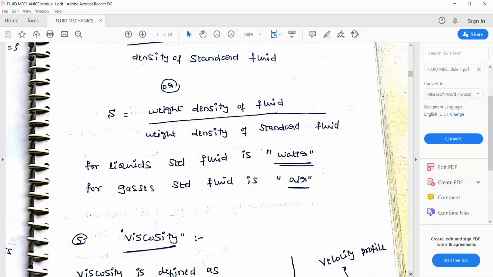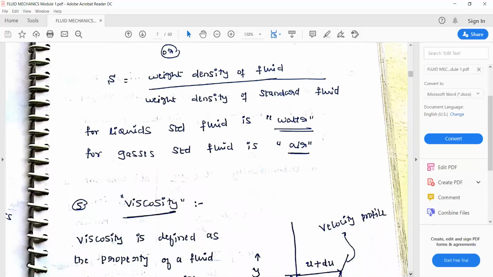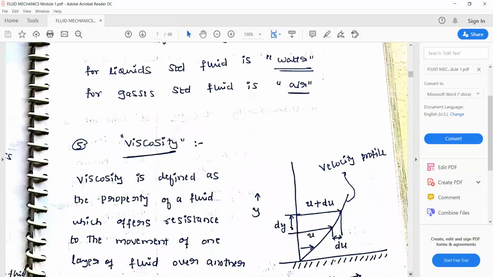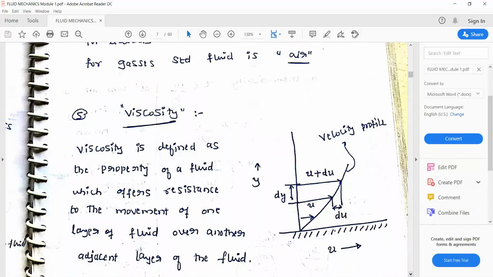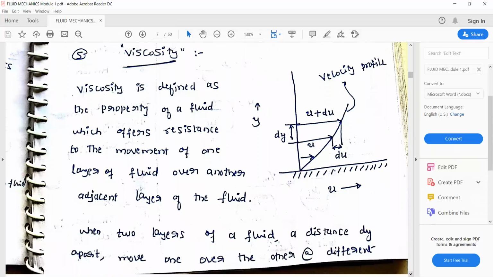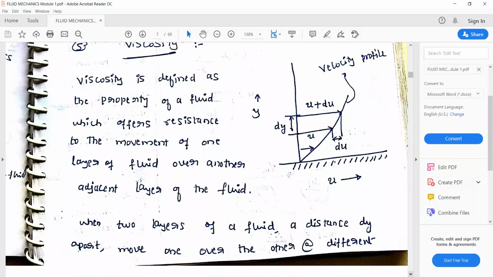Next property of the fluid is viscosity. What is viscosity? You people know, if you consider water and oil, water can easily flow compared to oil. Why? Because water viscosity is less compared to oil viscosity. Viscosity will offer resistance to the movement of the fluid.